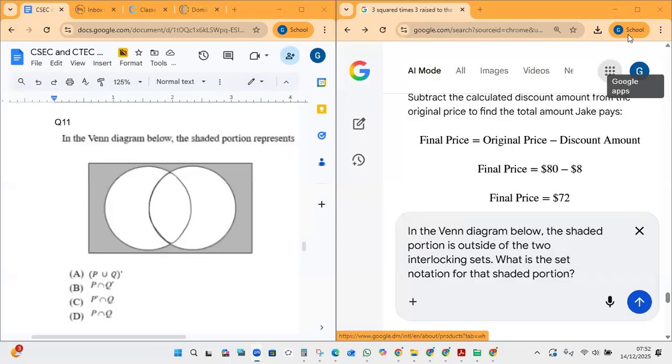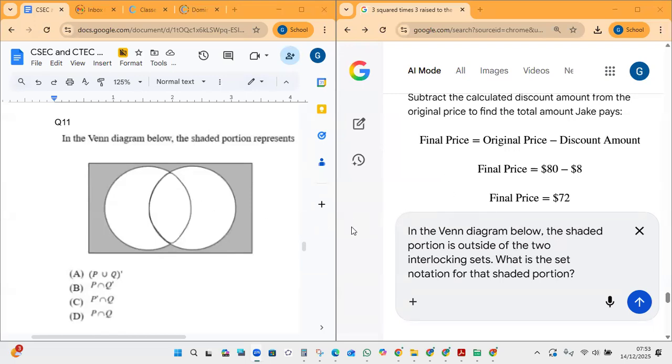Here we are going to discuss question number 11, and it deals with a Venn diagram, sets, and we are going to use AI to help us. So as you can see, the question says, in the Venn diagram below, the shaded portion represents, and we've got 4 options. Now, imagine I want to use AI to help me with that.